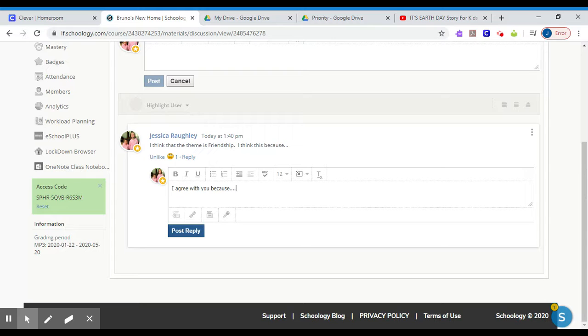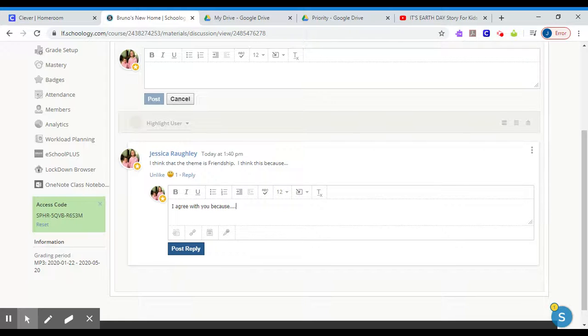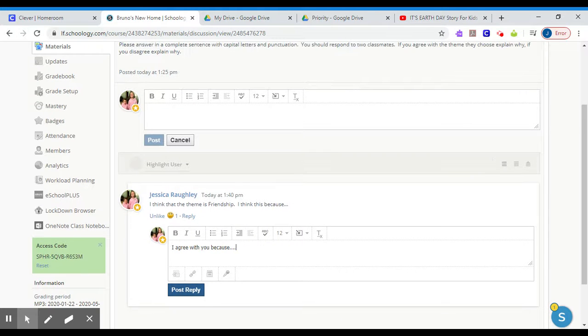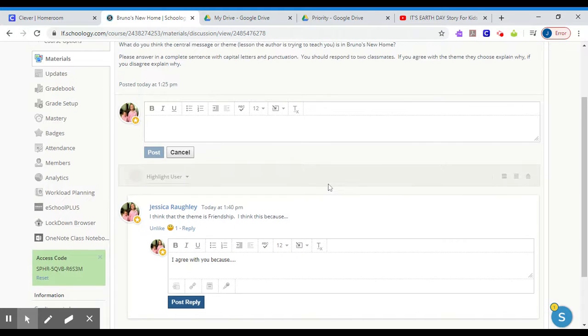And this is just like what we did in class. You can constructively, meaning nicely, disagree with someone. You don't always have to agree with them, but you're not going to be mean and say you disagree because you don't know what you're talking about or you didn't read it correctly. You would say, I disagree with you because maybe you misunderstood parts of the text, or I don't agree with you because in the text, A, B, and C happened. You don't all have to agree, but if you're going to disagree, just remember, do it respectfully and politely. And then again, you would post your reply.